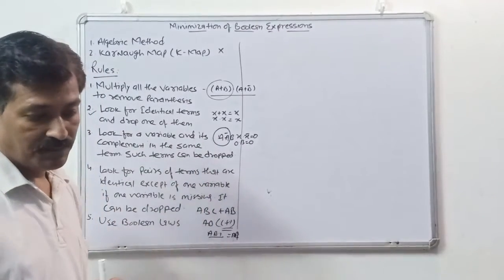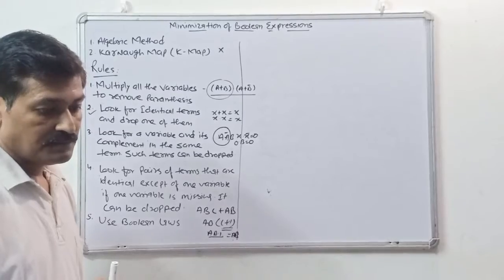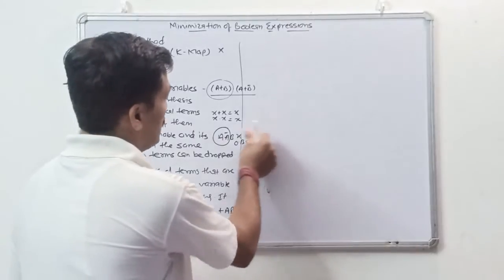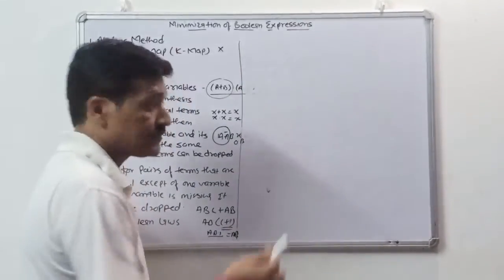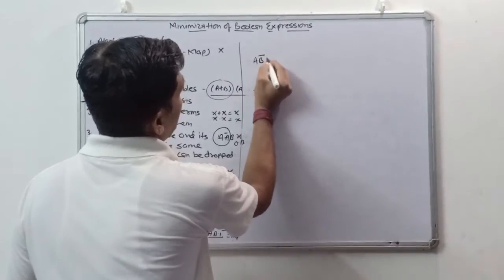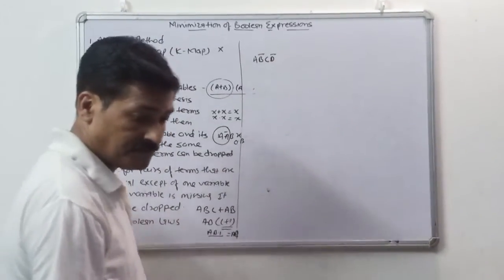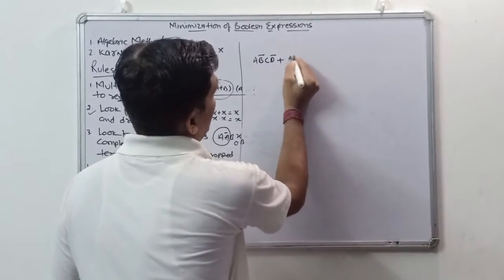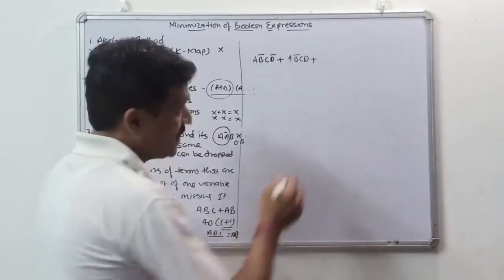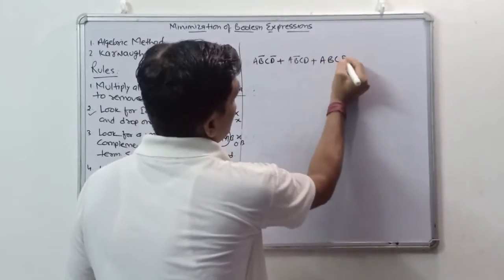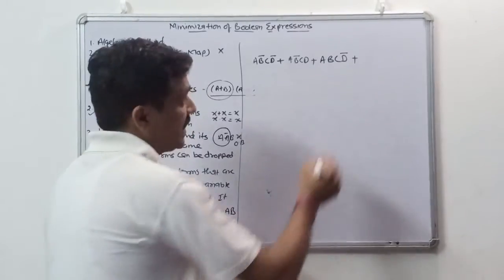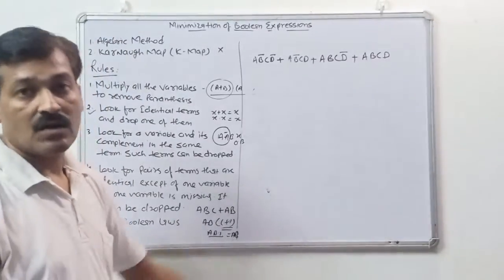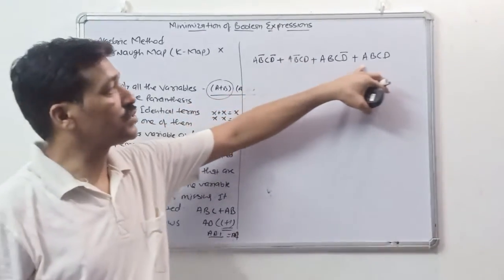I will show you one example. Writing the expression: a b bar c d bar plus a b bar c d plus a b c d bar plus a b c d. Look at this term. We have to reduce this expression.